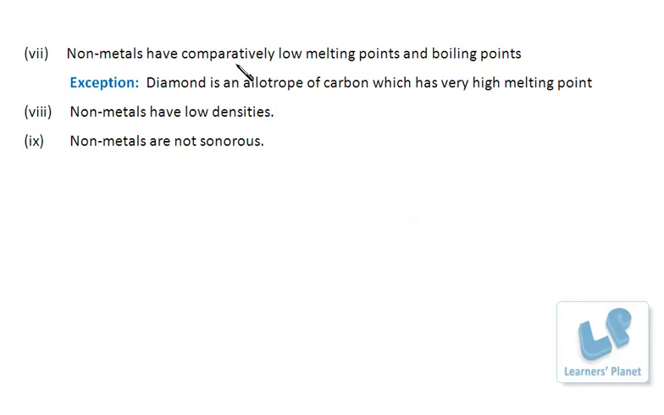See, nonmetals have comparatively low melting and boiling points. Metals have got high melting and boiling points, whereas nonmetals have got low melting and boiling points. So diamond is an allotrope of carbon which has got a very high melting point. This is an exception. Again, do remember the exception, students. Nonmetals have low densities. Nonmetals are not sonorous. So these are the few properties of nonmetals.